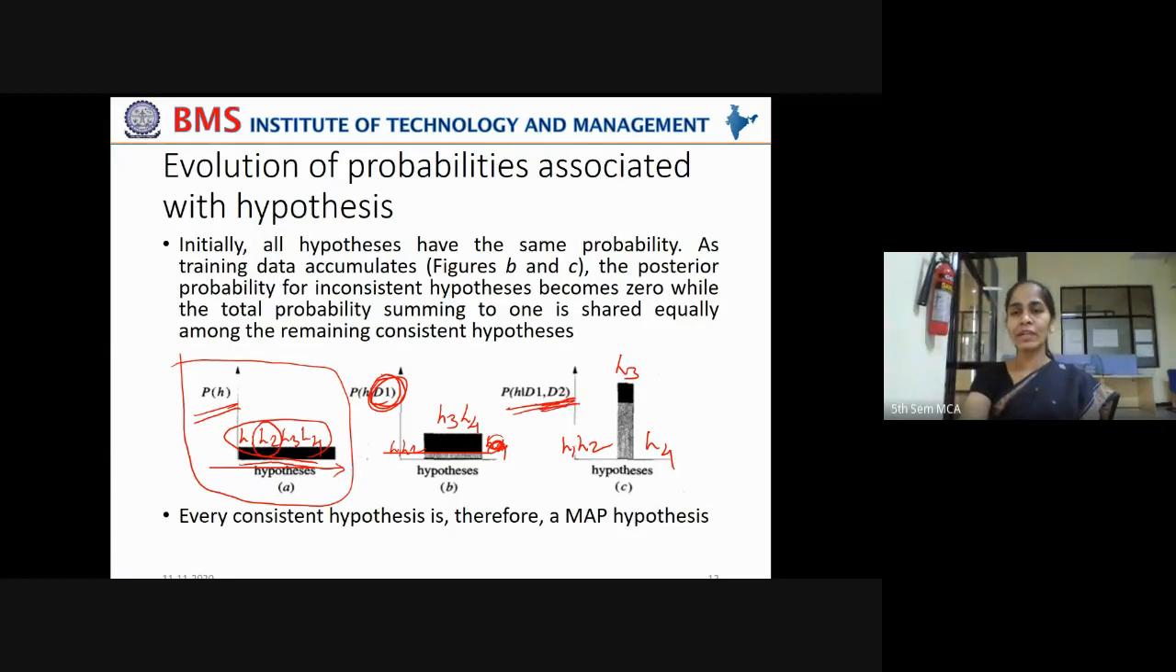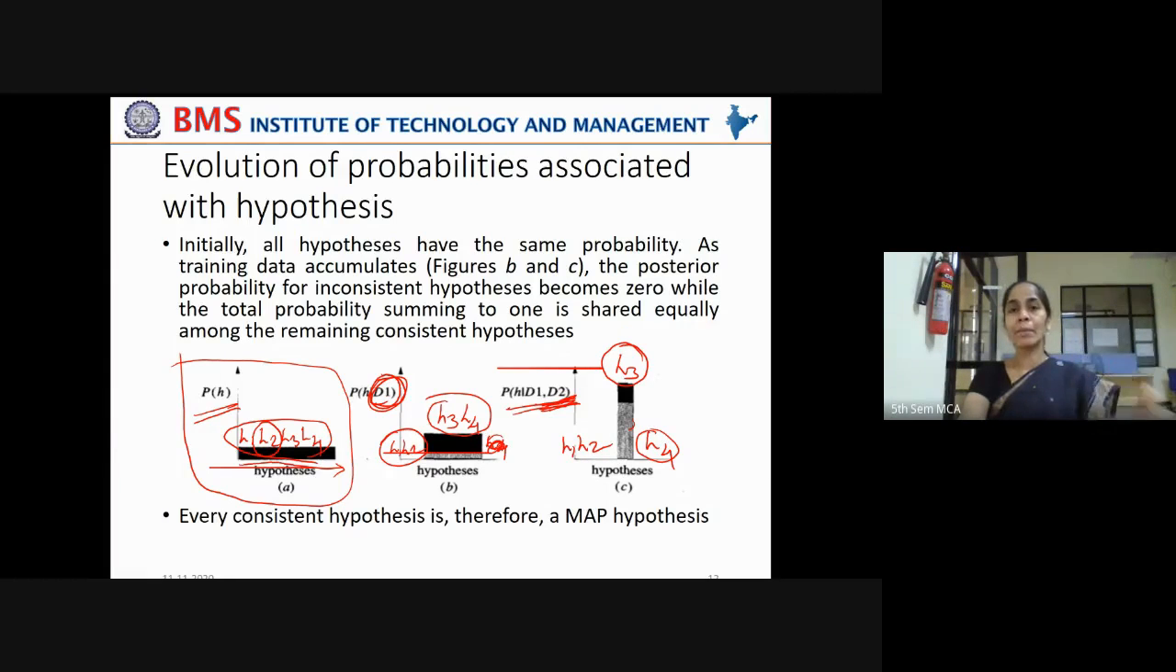Now, initially when D1 is observed, H1, H2 have very little probability because they are not consistent with D1. But it is observed that H3 and H4 are consistent with D1. So its probability increased a little. Now, another training example is given, D2. After observing this, it is observed that even H4 is not consistent with D2, but H3 is consistent with D1 as well as D2. Now the probability of H3 increased a little more.